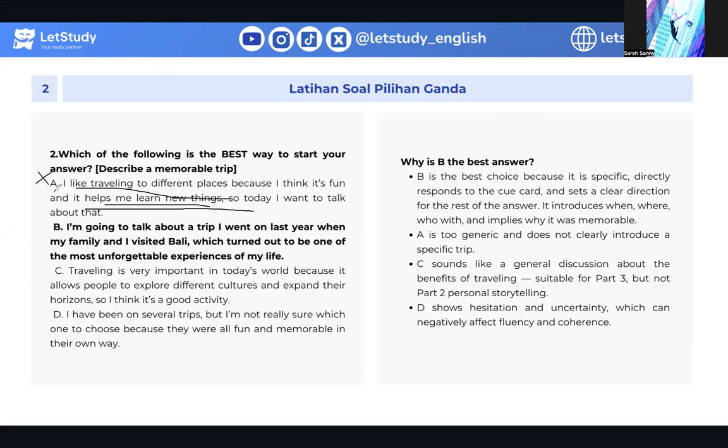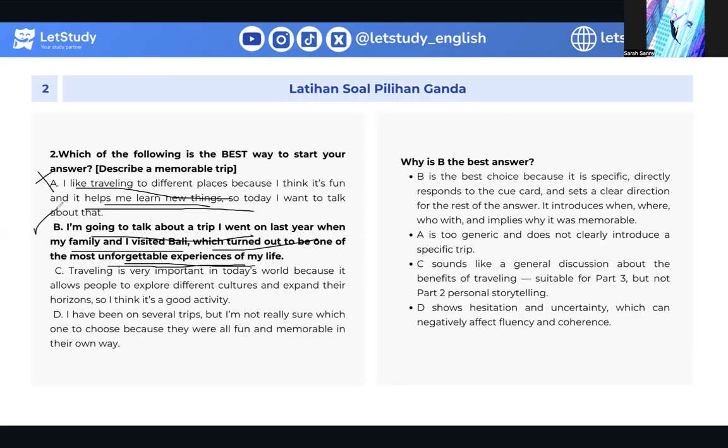Karena ini salah. Kalau B, it starts off with "I'm going to talk about a trip I went on last year." It basically introduces the trip, yaitu ke Bali. The memorable trip itu di mana? Di Bali. Which turns out to be one of the most unforgettable experiences of my life. Nah, bagian B itu menjawab tripnya itu apa, yaitu Bali, and also gives a little bit of an explanation in the introduction that it is the most unforgettable experience of their life.